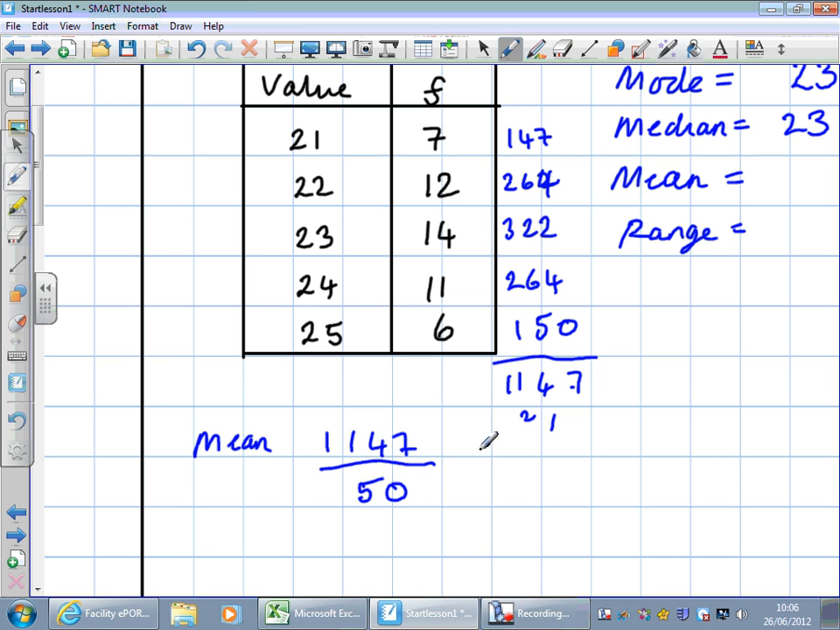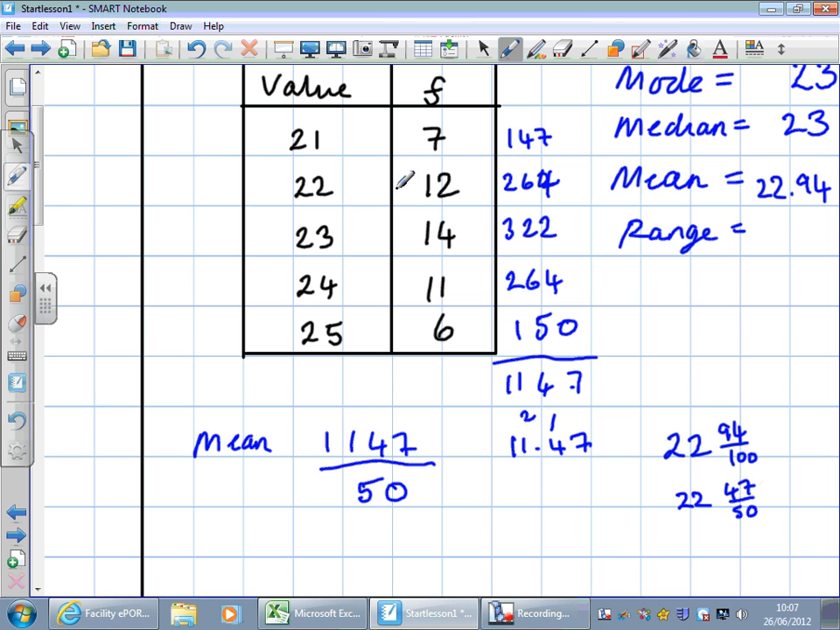Right, to divide by 50, divide by 100. We use decimals here, 11.47, and then double your answer. Double 11.47 is 22.94. Who got 22.94? Or if you wrote it as a fraction, it'd be 22 and 94 hundredths, which you can simplify, 22 and 47 fiftieths.